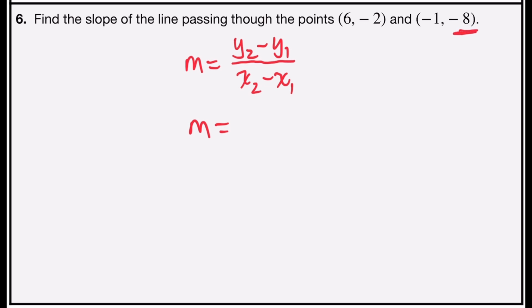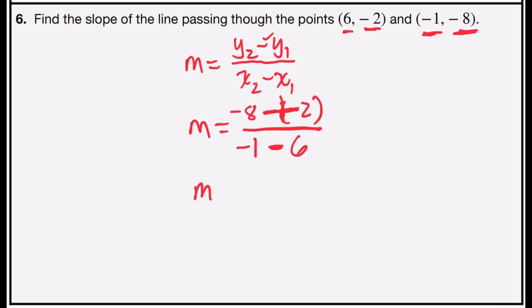The second y coordinate is negative 8. Then I have the minus from the formula itself, and the first y coordinate is negative 2. The opposite of negative 2, or dash dash, means plus, over the second x coordinate is negative 1, minus from the formula, and the first x coordinate is 6. So now I'll do my additions and subtractions. Negative 8 plus 2 is negative 6, and negative 1 minus 6 is negative 7.